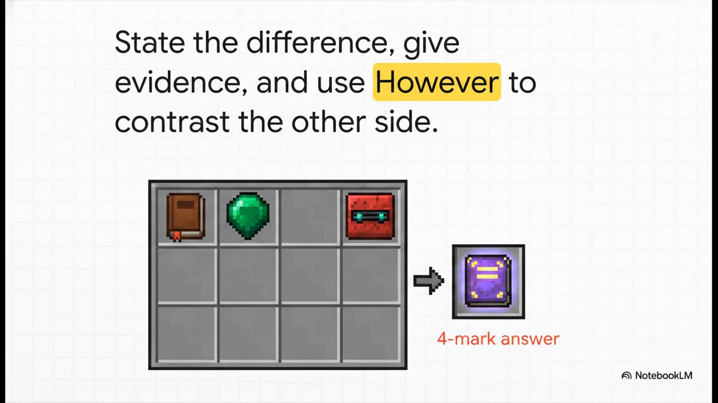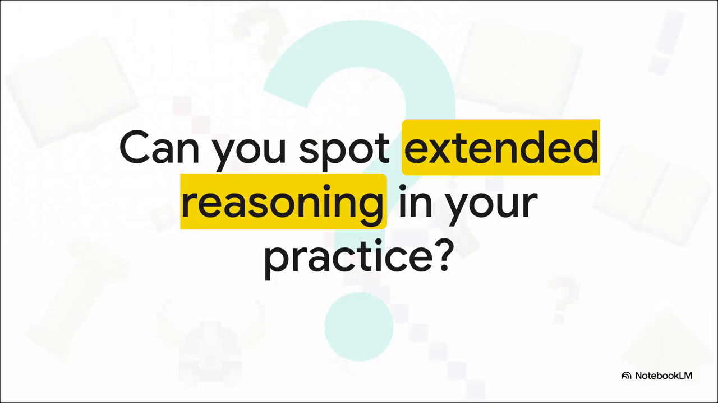Notice the connective tissue there? However, in contrast, that right there is your extended reasoning. It's tight, it's entirely evidence-based, and it directly answers the question using only the provided content. Mastering this simple structural trick practically guarantees you those 4 marks every single time.